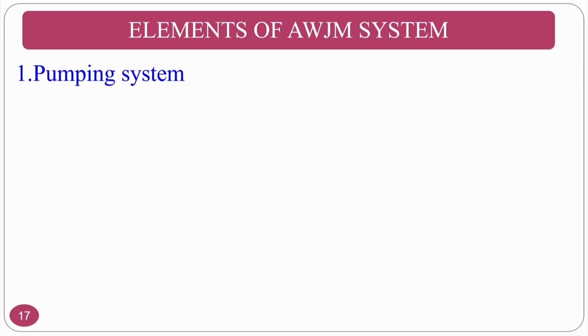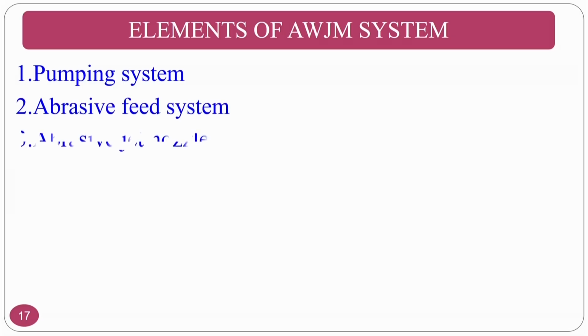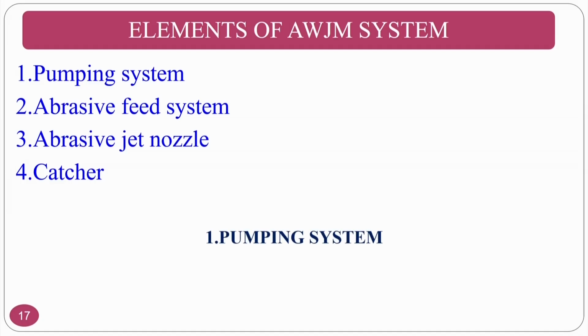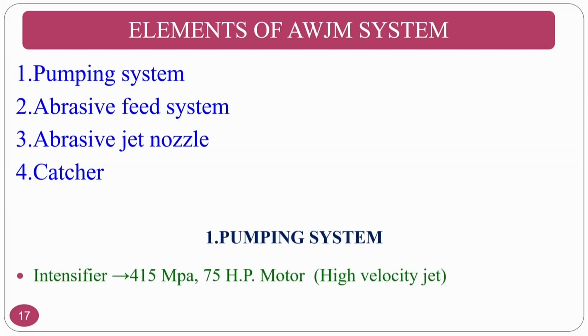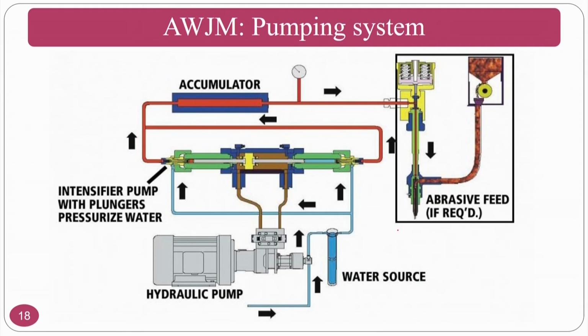So, the elements of abrasive water jet machining: pumping system, abrasive feeding system, abrasive jet nozzle, catcher. The pumping system, if you see the intensifier, normally 415 megapascal, 7.75 HP motor, normally a high velocity jet can be done here. The pumping system is the most important system to generate higher pressures of water.